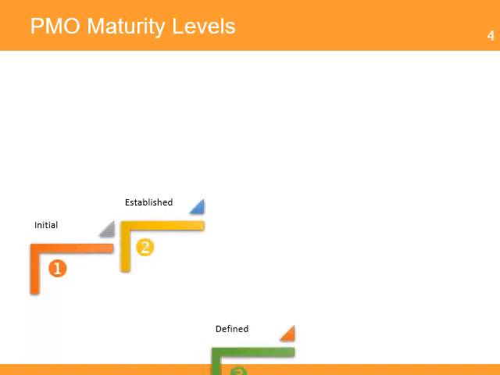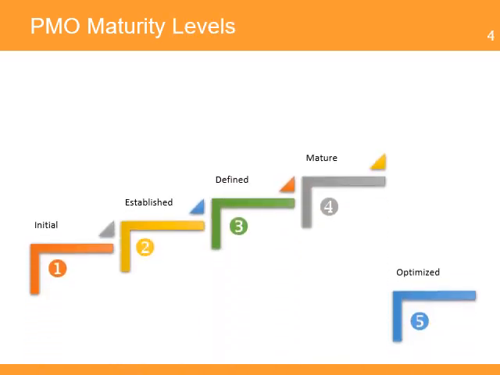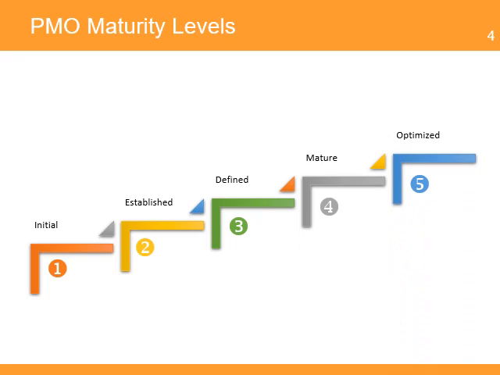While there is no standard definition of how many levels or the description of each level, most of the models use a 5-level structure. The levels are as follows: the initial, established, defined, mature, and optimized level.